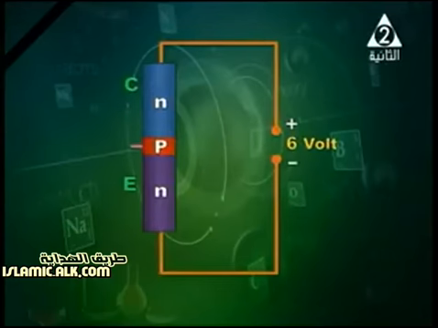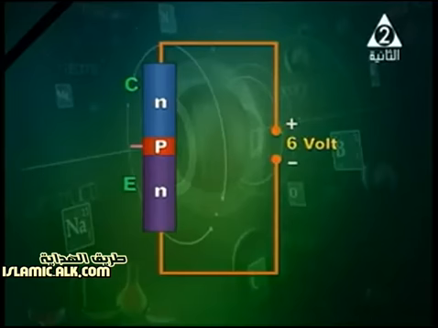In front of you, we've got an NPN transistor, and it is connected to a potential difference of 6 volt. As you see, a potential difference of 6 volt is applied across the NPN transistor. And you can see that the base is not connected. So no current passes through the transistor in this particular case when the base is not connected.